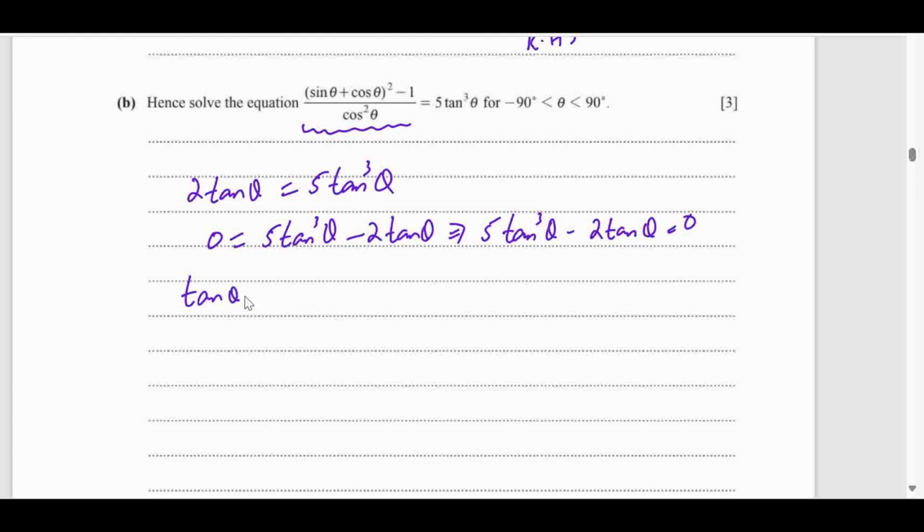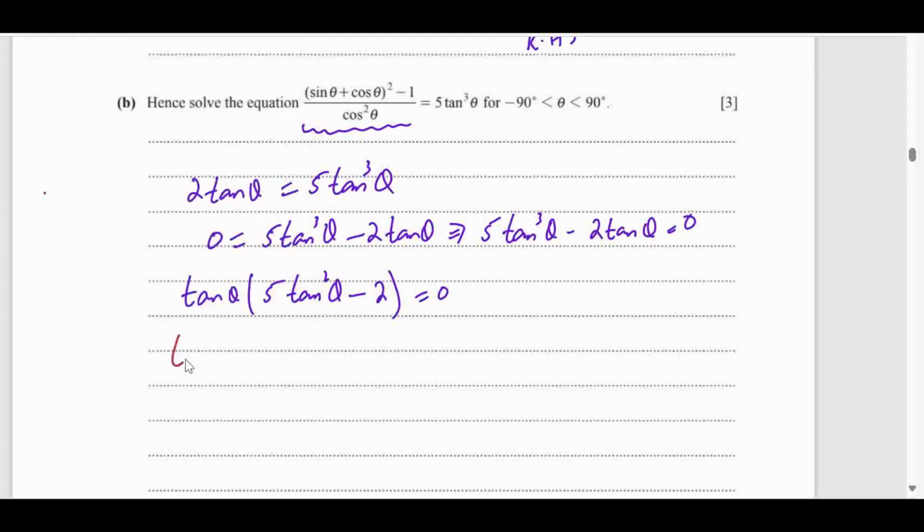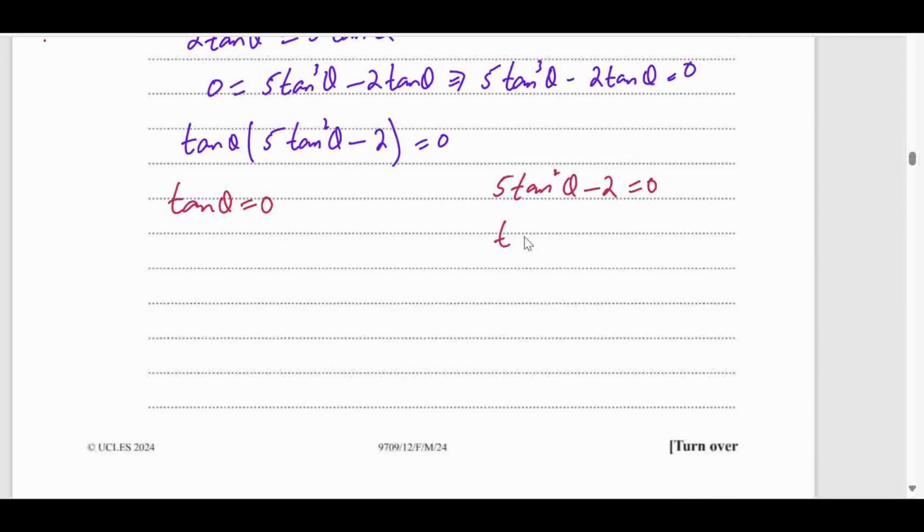So we can take tan theta as common, so this will be tan theta times 5 tan square theta minus 2 is equal to 0. Now from here we will have two values. The first one will be tan theta is equal to 0 and the other one will be 5 tan square theta minus 2 is equal to 0, and then tan square theta will be equal to 2 by 5, which means tan theta will be equal to plus minus square root of 2 by 5.